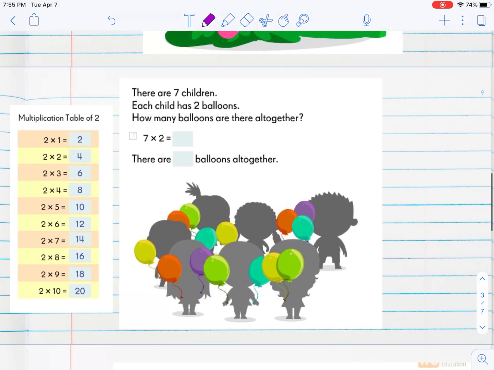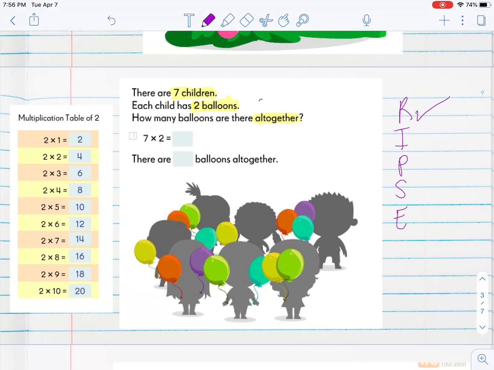All right, let's try the next one. There are 7 children. Each child has 2 balloons. How many balloons are there all together? Okay, so I've read the problem. I need to go and highlight it. There are 7 children. That's important to me. And they each have 2 balloons. That's also important to me. Okay? How many balloons are there all together?